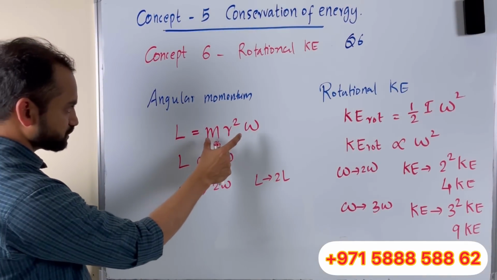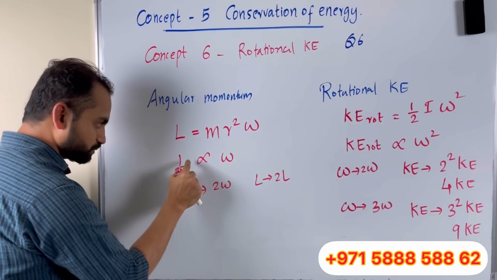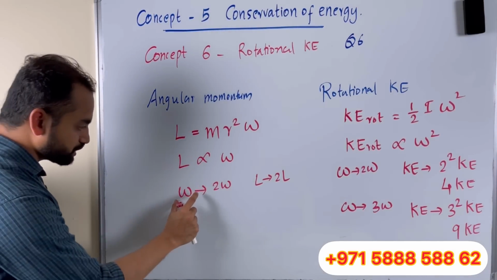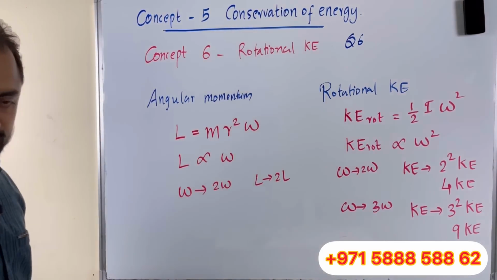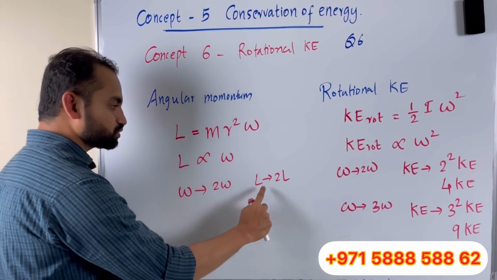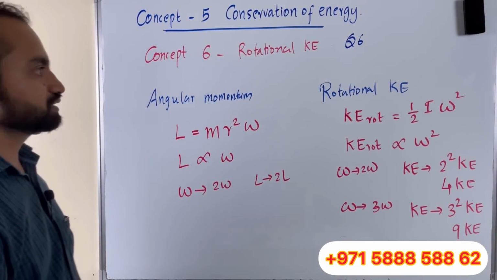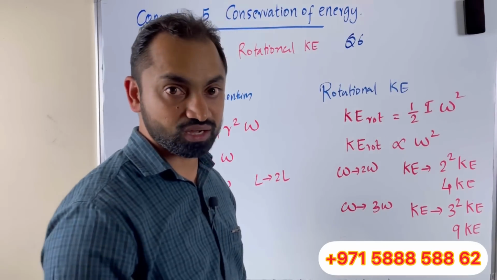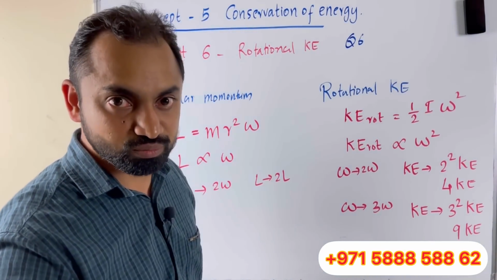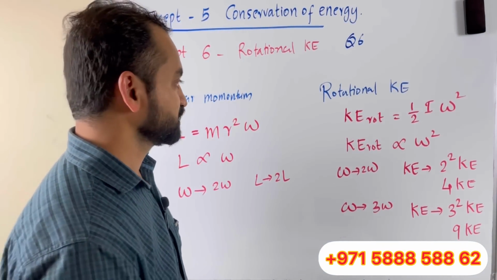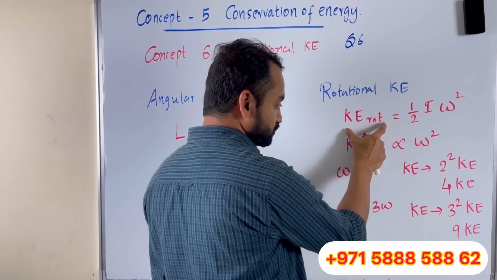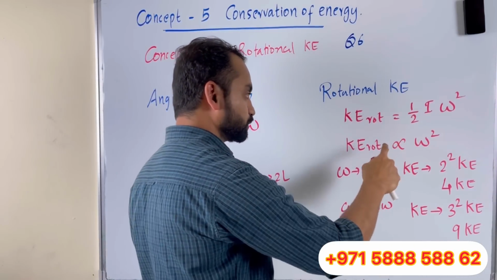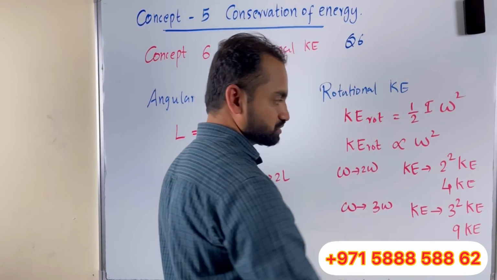So from this equation we know that the angular momentum is directly proportional to the angular speed. So when speed changes to 2 times the initial speed, then angular momentum changes to 2 times the initial angular momentum. Then we will go to the rotational kinetic energy. The equation for rotational kinetic energy is half I omega squared, where I is the moment of inertia and omega is the speed. So the rotational kinetic energy is directly proportional to the square of the speed.